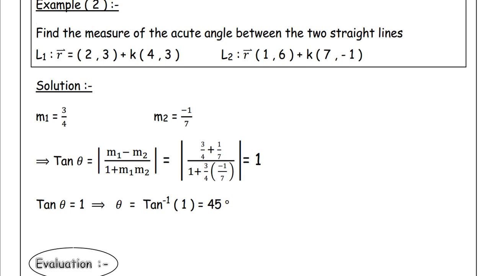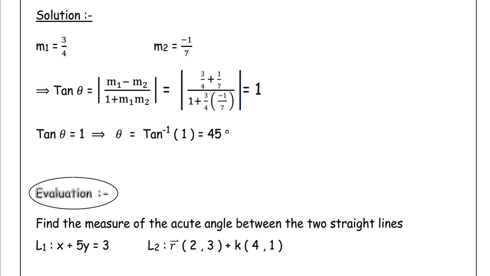Evaluation. Find the measure of the acute angle between two straight lines. L1: x plus 5y equals 3, L2: r equals (2, 3) plus k times (4, 1). Okay, so we have here two straight lines by two equations. How can we get the angle included between these two straight lines? The first, we have to find the slope.